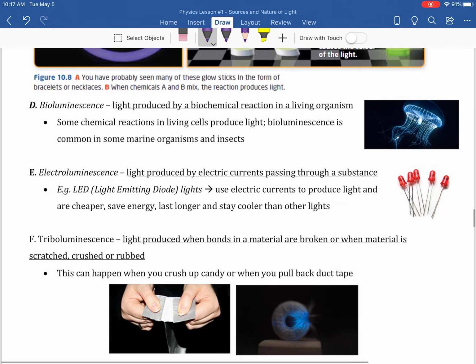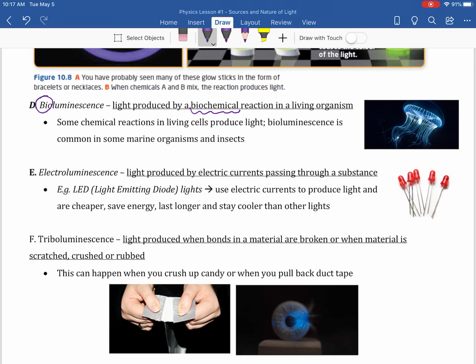Next, bioluminescence. You see the word bio. This is where we have light being produced within a living organism, so through a biochemical reaction. Good examples of these would be jellyfish and fireflies. There are a lot of deep water organisms that glow on their own because they're in the dark. They need to generate their own light, whether it's to scare away predators or things like that.